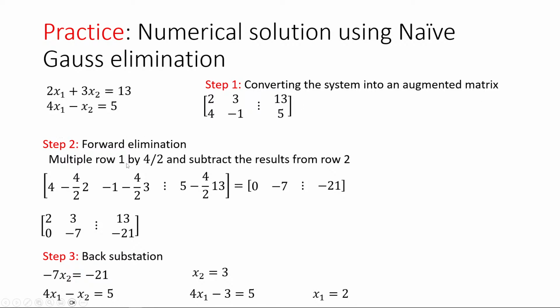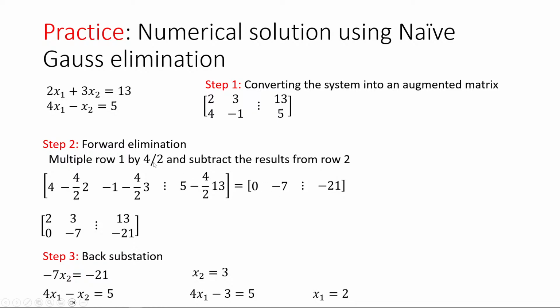Forward elimination: multiply row 1 by 4 over 2 and subtract the result from row 2. So it's just numerical solutions. They are not difficult, they are easy, but they are tedious. It's just recipes that you have to follow. You just follow the recipe and you will get there. The difficult part would be that you make some arithmetic mistakes.